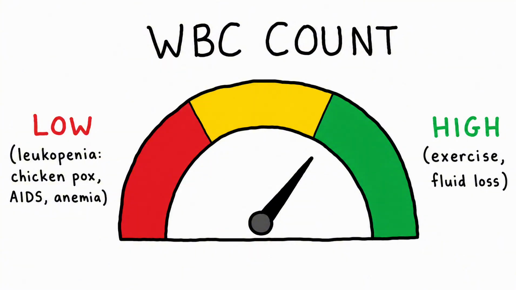What I want to just talk about here is the white blood cell count. So basically, there's a high white blood cell count and a low white blood cell count. These are the numbers that constitute that. But you can sometimes have a high white blood cell count due to either vigorous exercising or a great loss of body fluids. Or these are the diseases that can cause a low white blood cell count, leukopenia. So basically like chickenpox, AIDS, anemia, all those things are what constitutes a low white blood cell count.